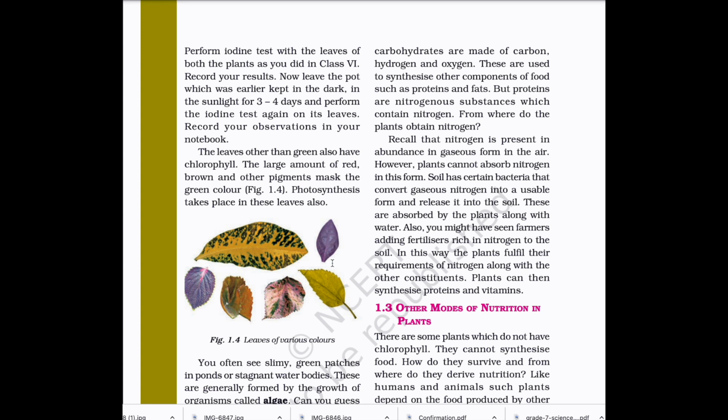Soil has certain bacteria that convert gaseous nitrogen into a usable form and release it into the soil. These are absorbed by the plants along with the water. Also, you might have seen farmers adding fertilizers rich in nitrogen to the soil. In this way, the plants fulfill their requirements of nitrogen along with other constituents. Plants can then synthesize proteins and vitamins.